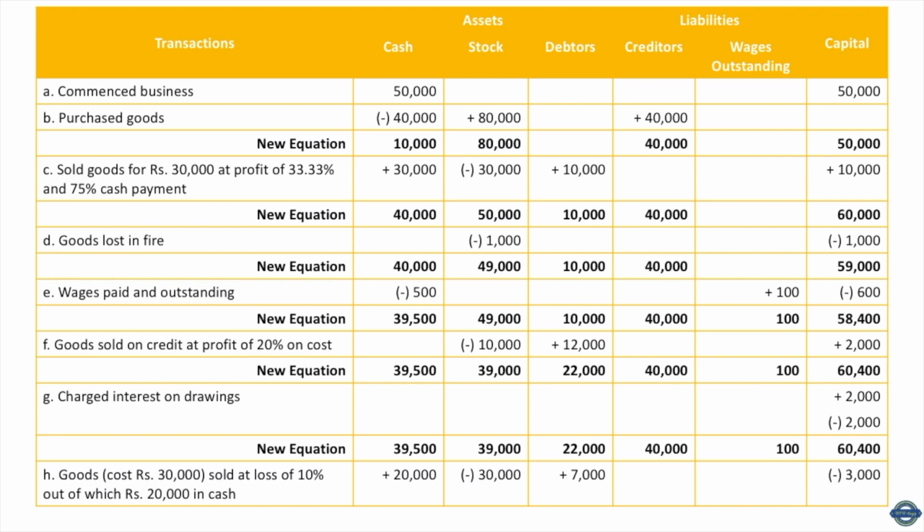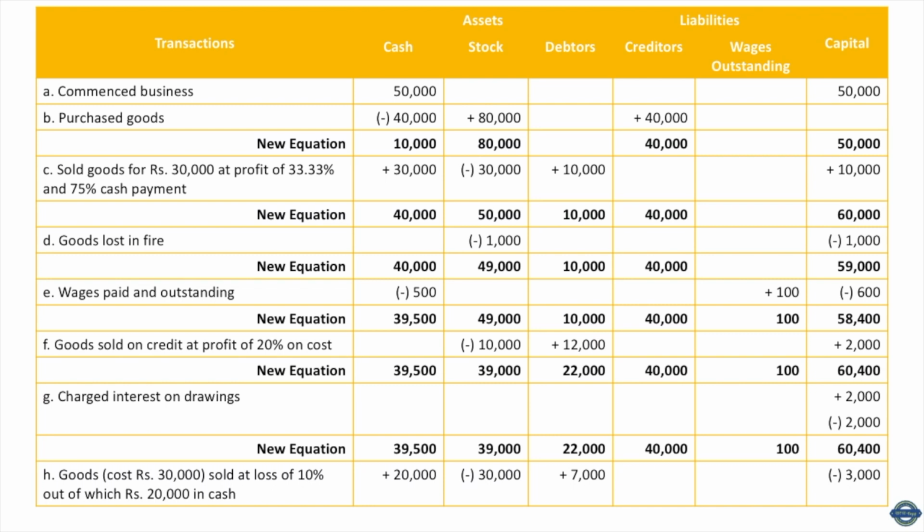Goods cost rupees 30,000, sold at a loss of 10%. The goods were of rupees 30,000, so we will deduct rupees 30,000 from stock and they were sold at a loss of 10%. So 10% of 30,000 is rupees 3,000. Since this is a loss, we will deduct this loss from capital amount. So the sales price becomes 27,000 and we have received 20,000 in cash from rupees 27,000.